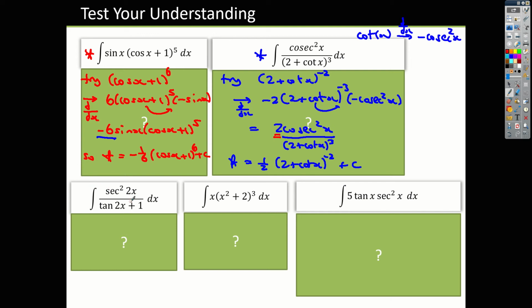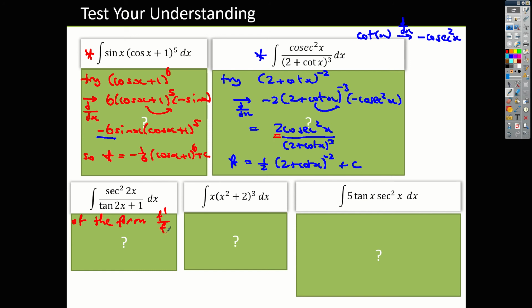For this third example, I've got sec squared 2x over tan 2x plus 1. And just like the previous one, I'm spotting that sec squared is the rough derivative of tan of 2x. In fact, tan of 2x is going to give me 2 sec squared 2x, but that's a multiple of my derivative. And because it's on top of this, and this has no power other than, like 3 was on the last one, right? It's of the form, let me write it this way, of the form f dash over f, right?